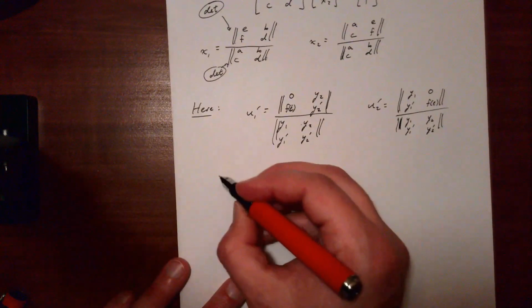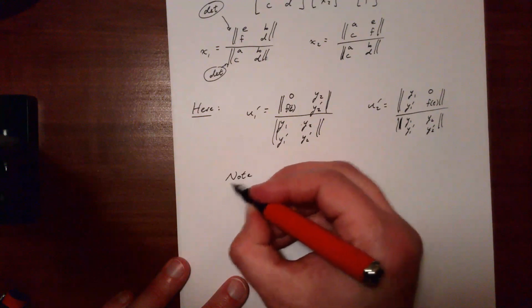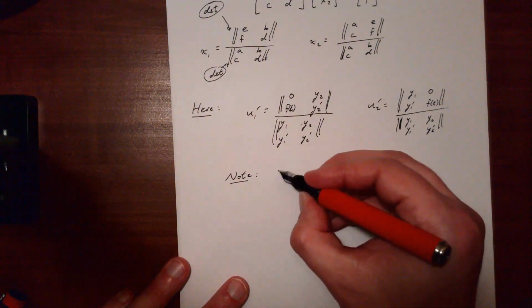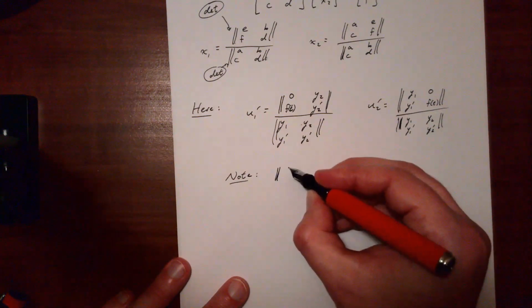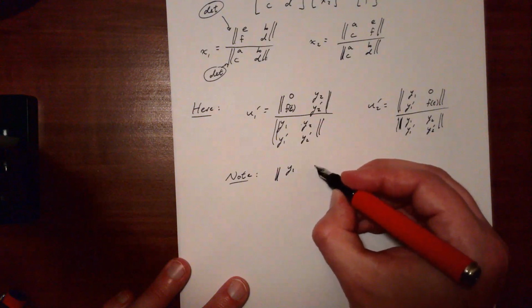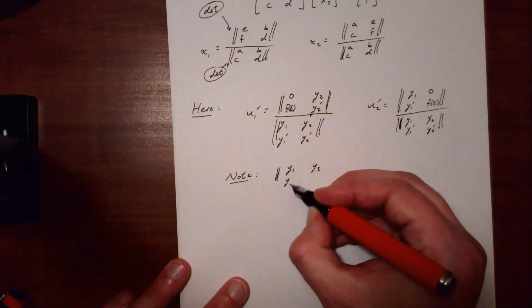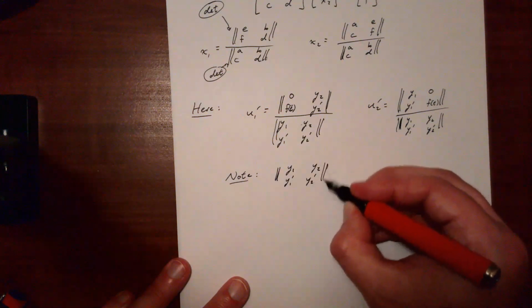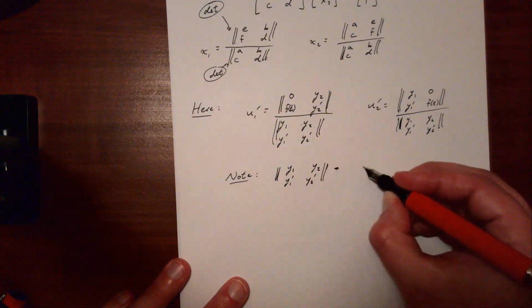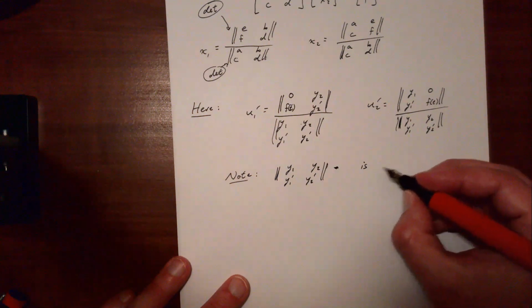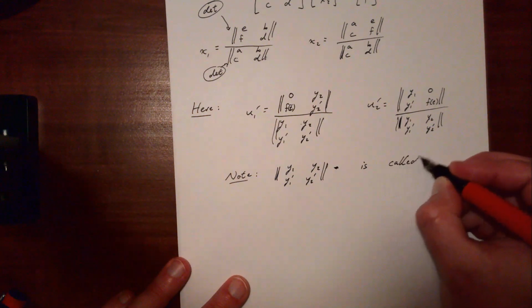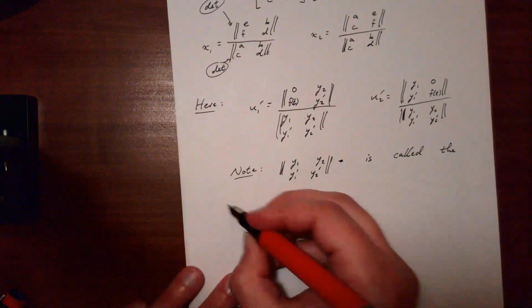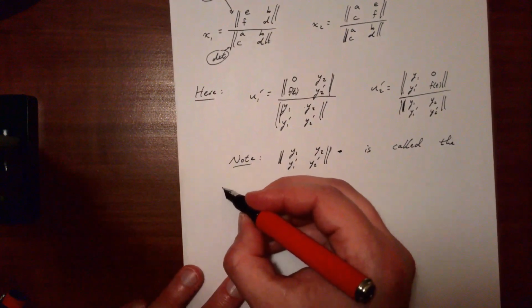Now, one note. The denominators of this, the determinant of y1, y2, y1 prime, y2 prime, actually has a name. It is called the Wronskian, or Wronskian, it's also pronounced.